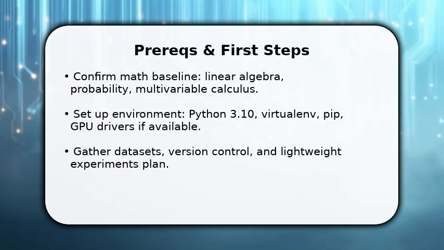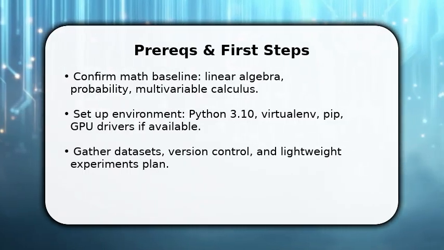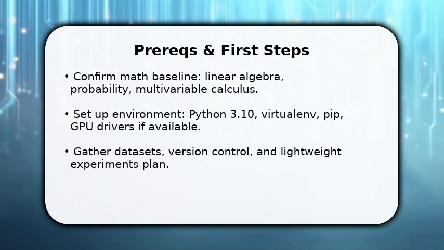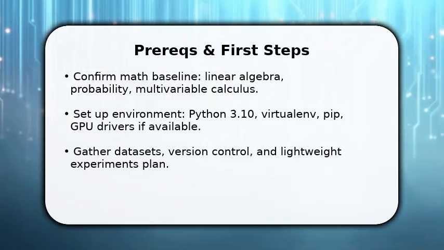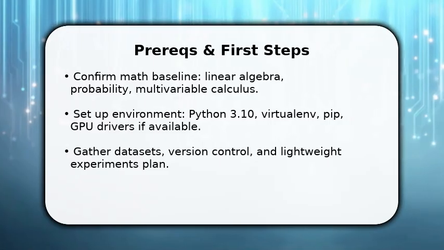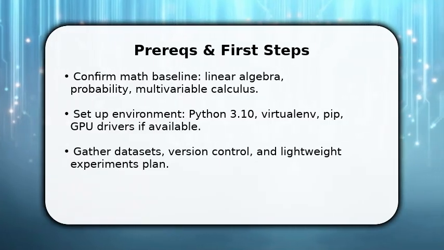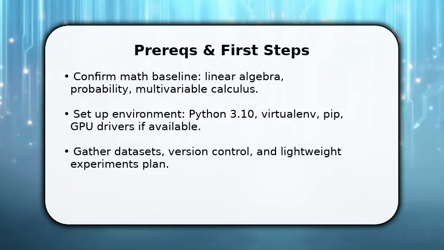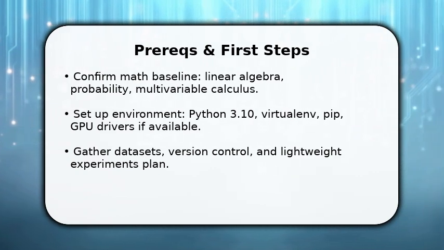Clone or create a reproducible repo and draft a small experiment plan with a clear metric. Once done, run a tiny baseline model to verify tooling and data pipelines work. Make sure to log results and commit code so you can iterate quickly and avoid redoing setup.